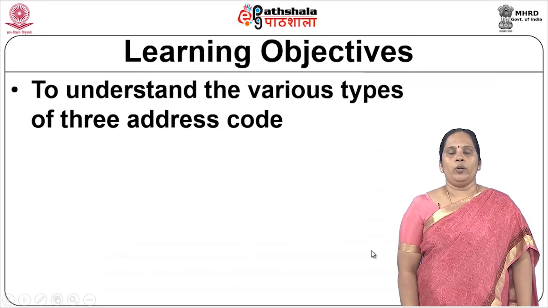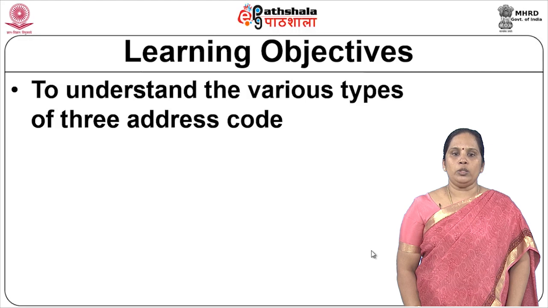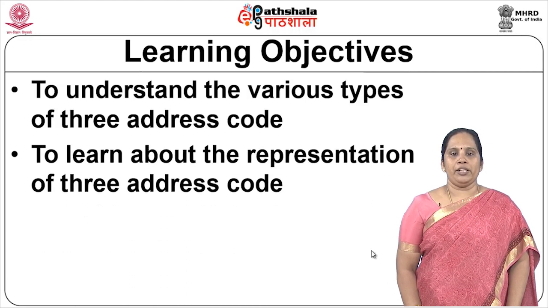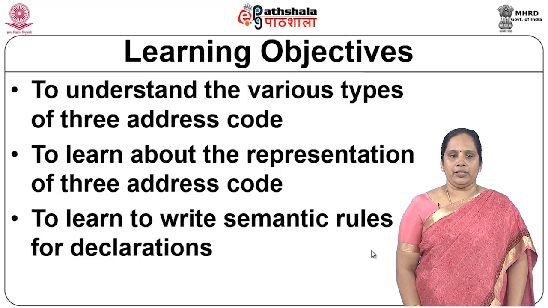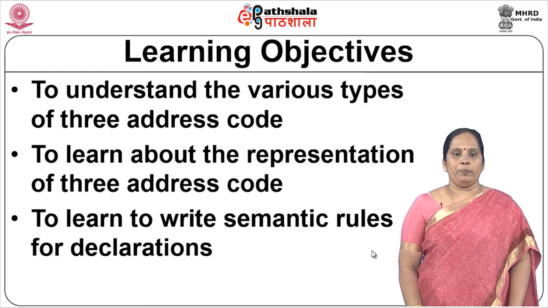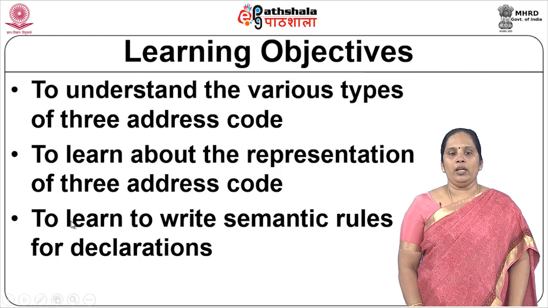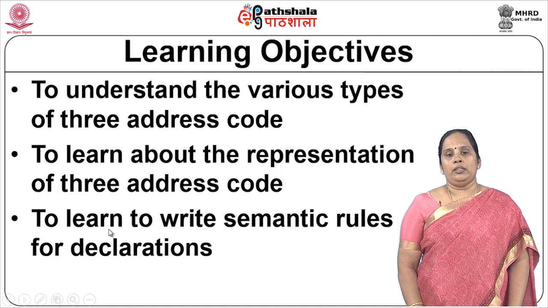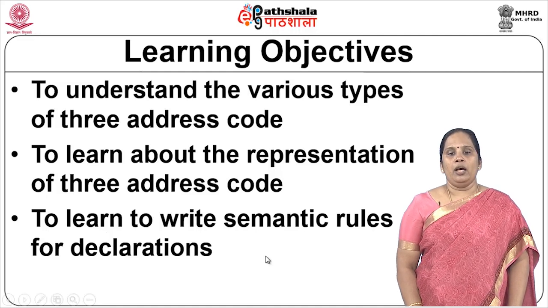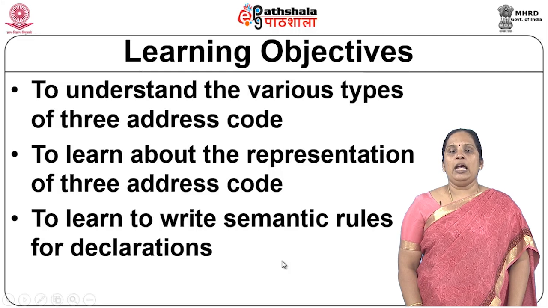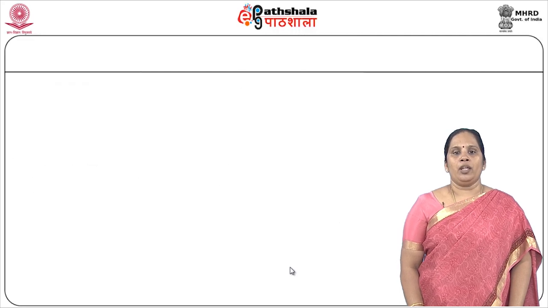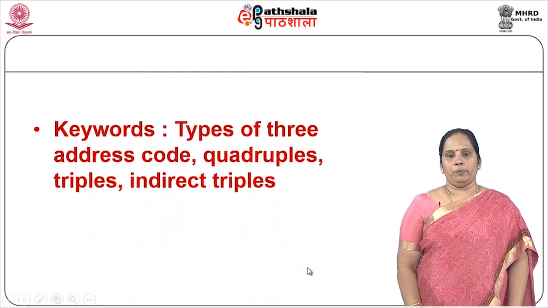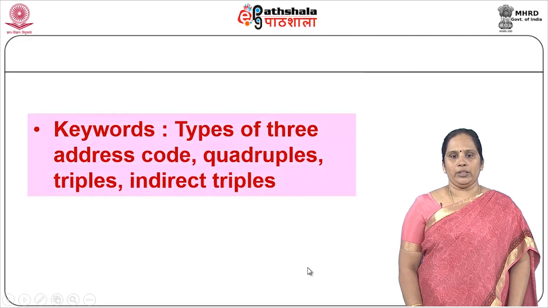Objectives of this module are to understand the various types of 3-address codes, to learn about the representation of 3-address code, that is, how do I represent the 3-address code after computing it, and then to learn to write semantic rules for declaration statements to convert them into 3-address code representation. We will discuss one type of 3-address code generation for declarations today in this module, and subsequent modules will discuss the other types of 3-address code generations for other programming constructs. So quadruples, triples, indirect triples and types of 3-address code are the keywords here.